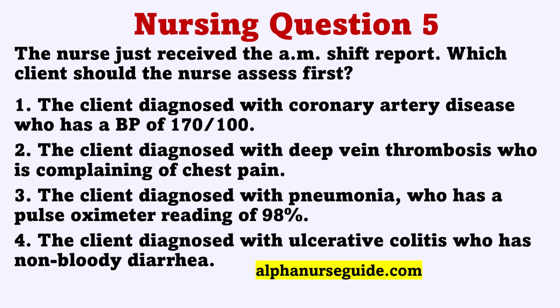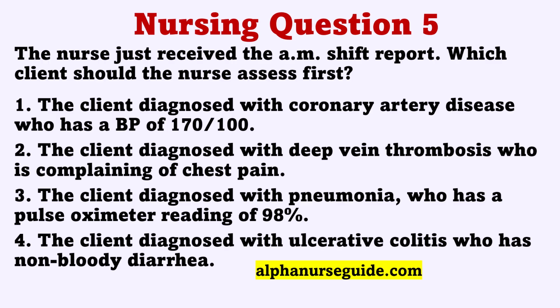The client diagnosed with ulcerative colitis who has non-bloody diarrhea. The correct answer is 2. The client diagnosed with deep vein thrombosis who is complaining of chest pain. The chest pain could be a pulmonary embolus secondary to deep vein thrombosis and requires immediate intervention by the nurse.